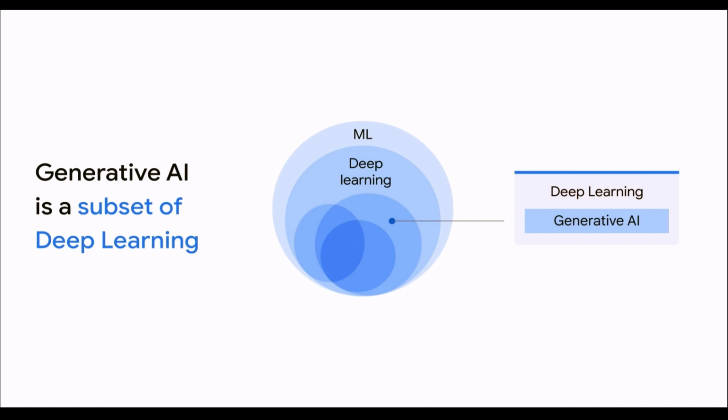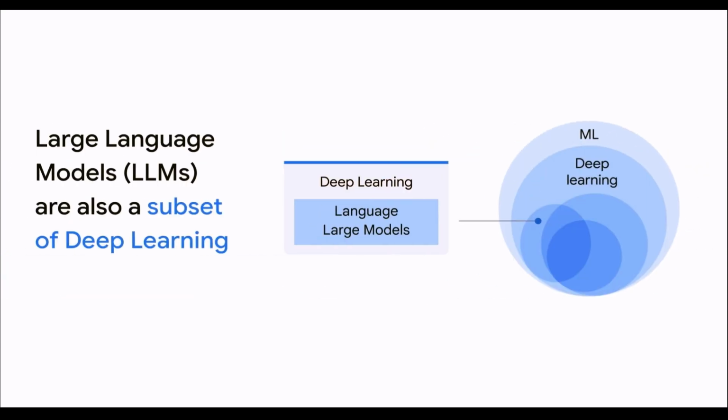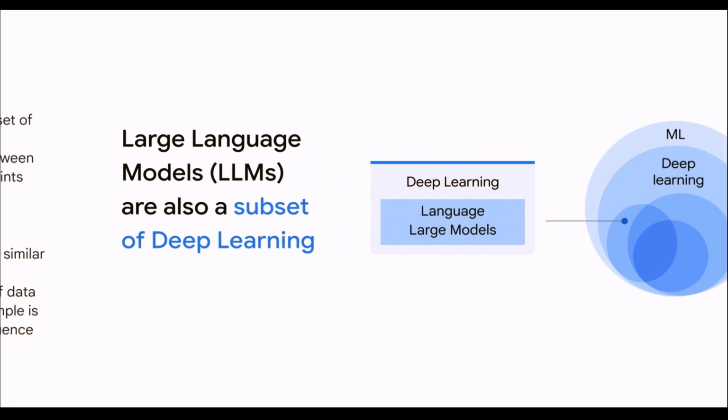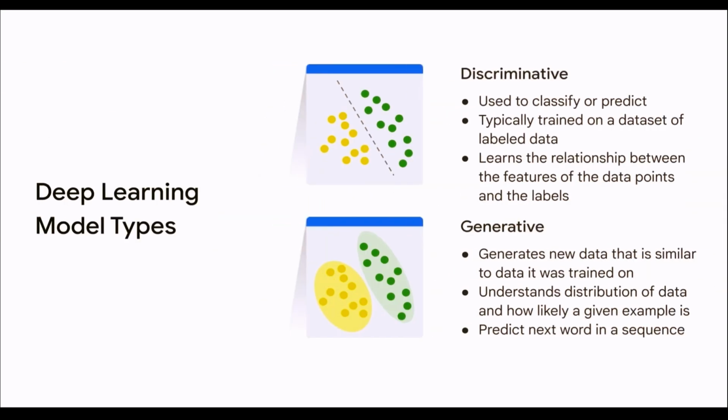GenAI is a subset of deep learning, which means it uses artificial neural networks and can process both labeled and unlabeled data using supervised, unsupervised, and semi-supervised methods. Large language models are also a subset of deep learning. Deep learning models, or machine learning models in general, can be divided into two types: generative and discriminative.